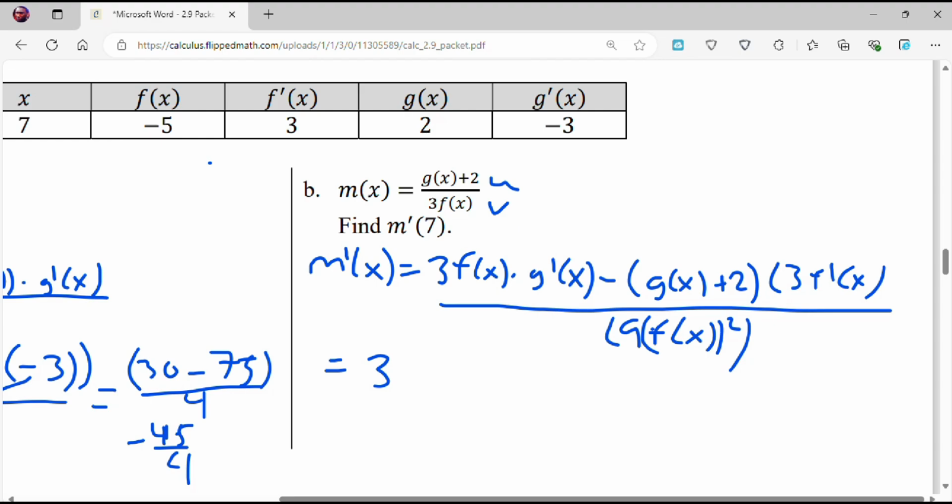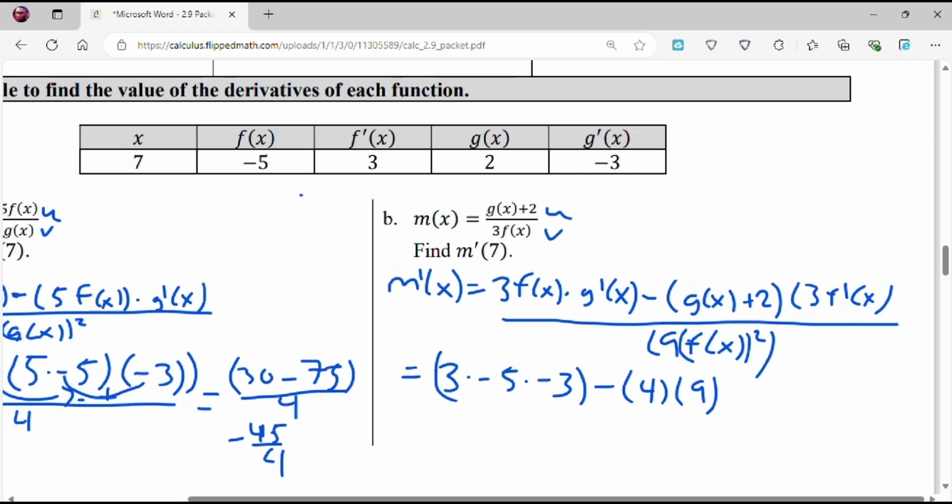3 times f is going to be 3 times negative 5 times g prime. G prime is negative 3. So that minus g of x plus 2. G of x is 2 plus 2 is 4 times 3 times f prime. 3 times 3 is 9 over 9 times f of x squared.